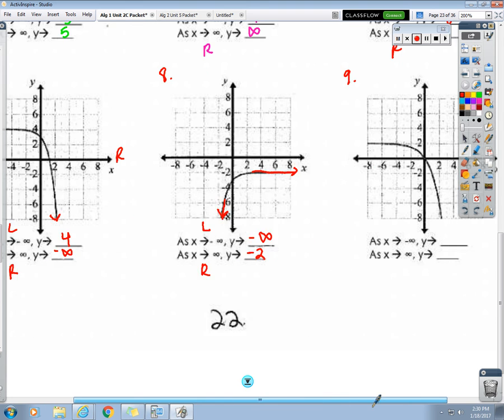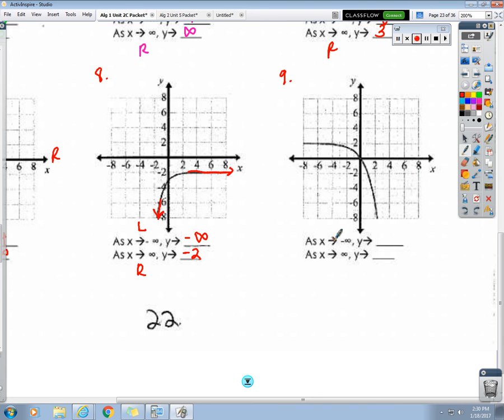Okay? For this one, x approaches negative infinity means left. If you're on this curve and you move to the left side of it, you're approaching y values at 2. If you go to the right side of it, you're going down forever, so negative infinity. Okay, go ahead and flip to the next page.